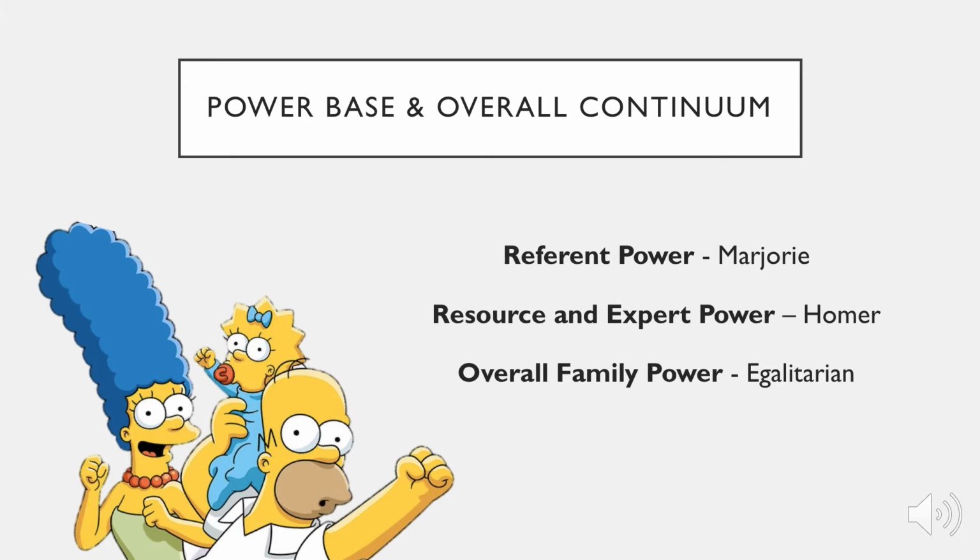Marjorie possesses referent power as she maintains relationships with families, interacts most with the community, and is a mother figure and role model to Maggie. Nuclear and extended family members have positive thoughts and feelings toward Marjorie, giving her status and power within the family.